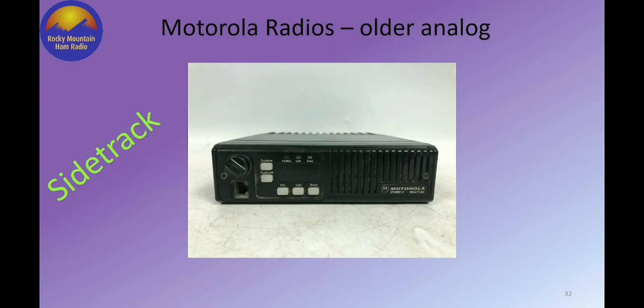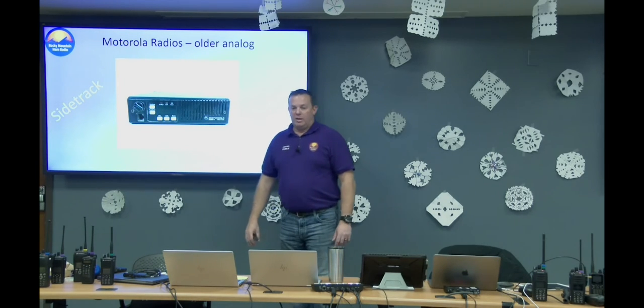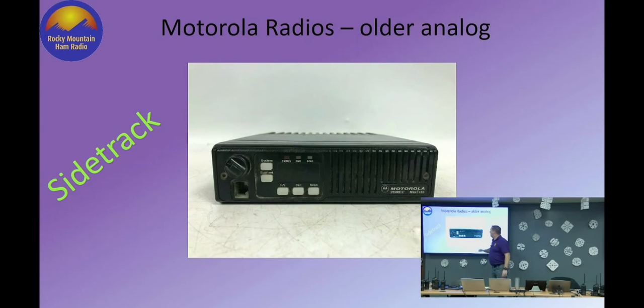So let's step back away from all the modern stuff for just one moment, because there's a lot of value in some of the older gear that's on the market and some of the uses for it. This is a MaxTrack, a Motorola MaxTrack, dime a dozen. You can buy these things at a hamfest for $10. You can buy them on eBay. People give these away. They're all over.